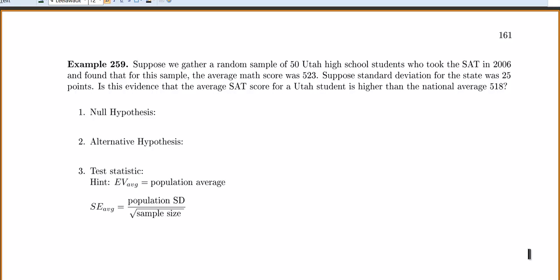For our next example, suppose that we gather a random sample of 50 Utah high school students who took the SAT in 2006 and found that for this sample the average math score was 523. Suppose the standard deviation for the state was 25 points. Is this evidence that the average SAT score for a Utah student is higher than the national average of 518?